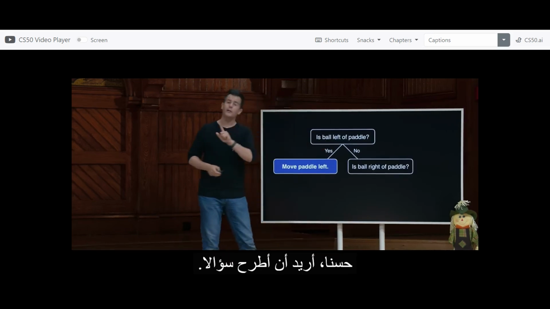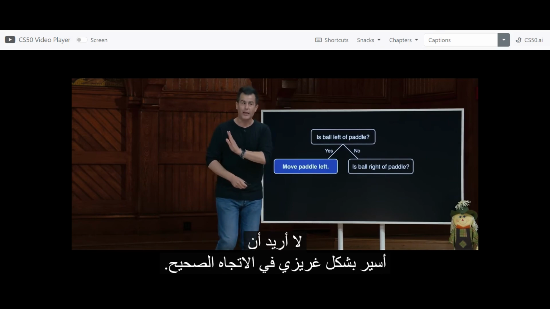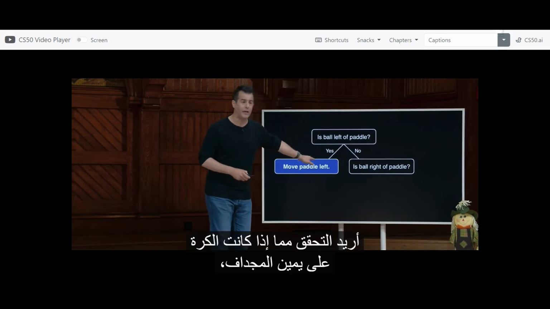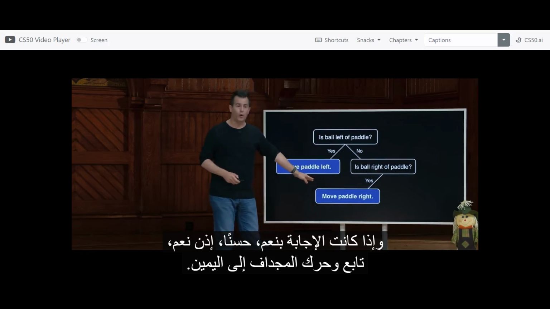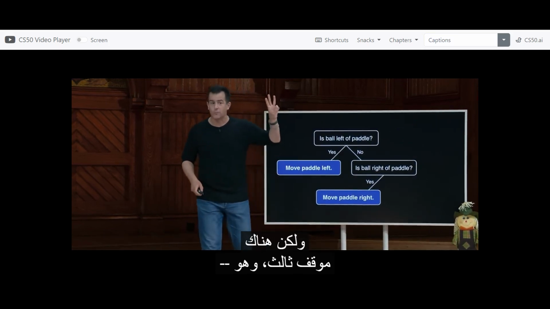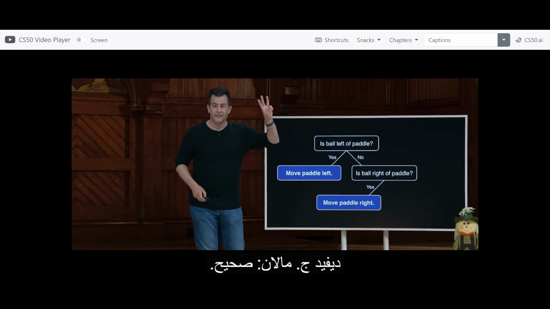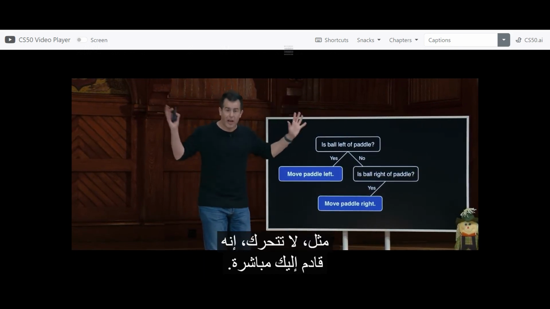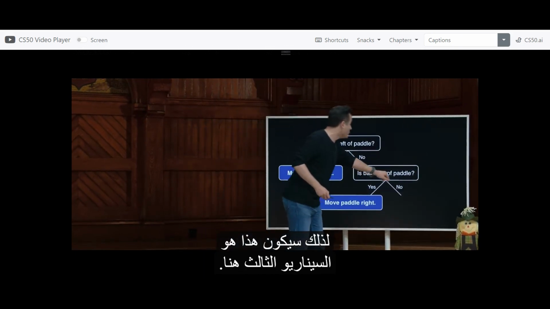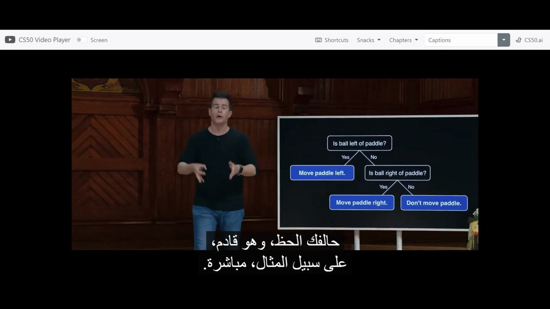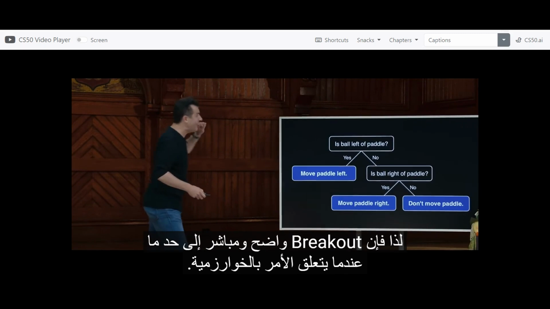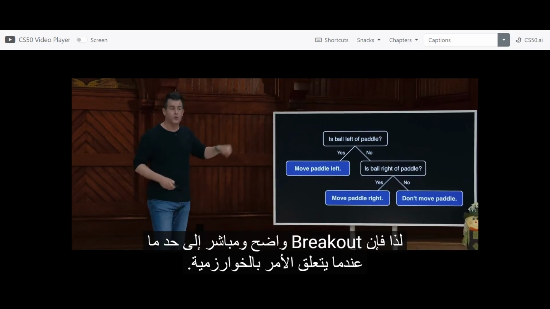Well, I want to ask a question. I don't want to just instinctively go right. I want to check, is the ball to the right of the paddle? And if yes, well then yes, go ahead and move the paddle right. But there is a third situation, which is, right, like don't move, it's coming right at you. So that would be the third scenario here. No, it's not to the right or to the left, so just don't move the paddle. You got lucky and it's coming, for instance, straight down. So Breakout is fairly straightforward when it comes to an algorithm.